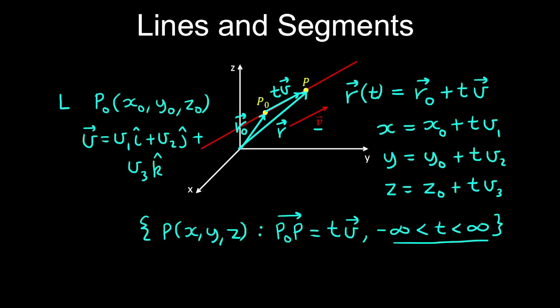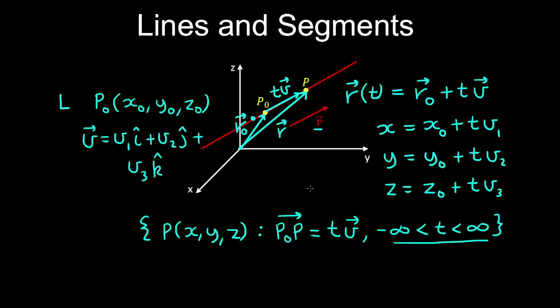So note that parameterizations are not unique, so we may use different base points or multiple powers of the parameter t, for example. So for example, if we square t, then that'll also give a parameterization of the line.